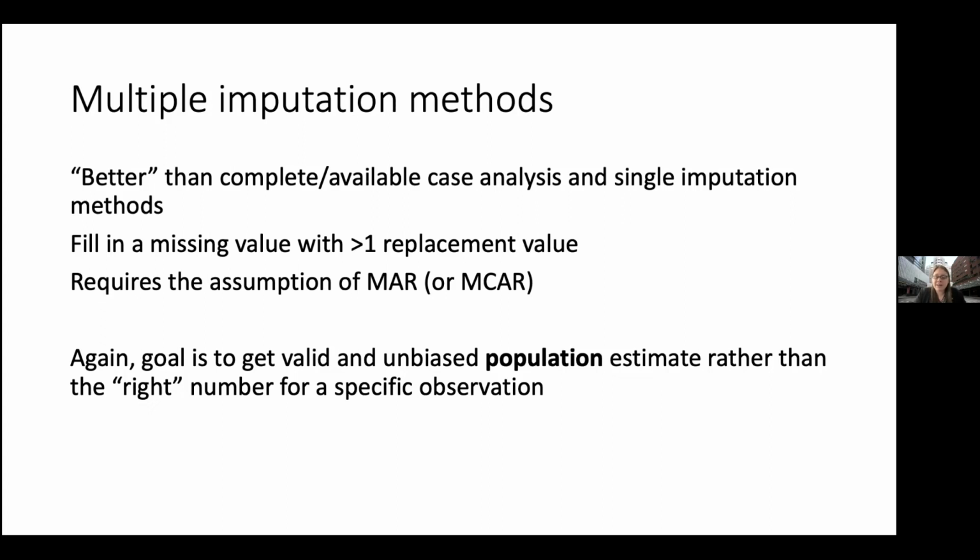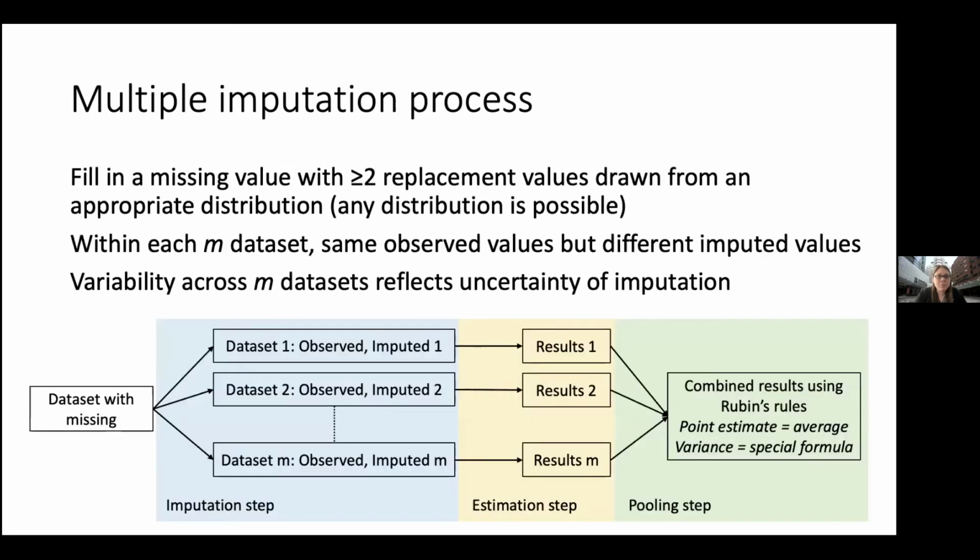So like we talked about, the goal is not to recover the value that's missing, but again, to get a valid and unbiased population estimate. All right, so let's talk about the process of multiple imputation. Multiple imputation occurs in 3 steps, although sometimes the last 2 are grouped together and just called the analysis step. What we're doing is filling in the missing value with 2 or more replacement values that are drawn at random from an appropriate distribution.